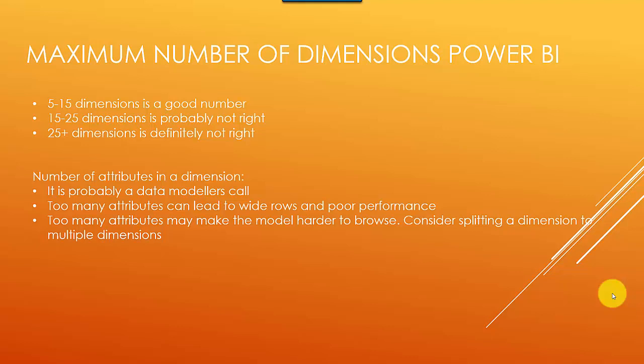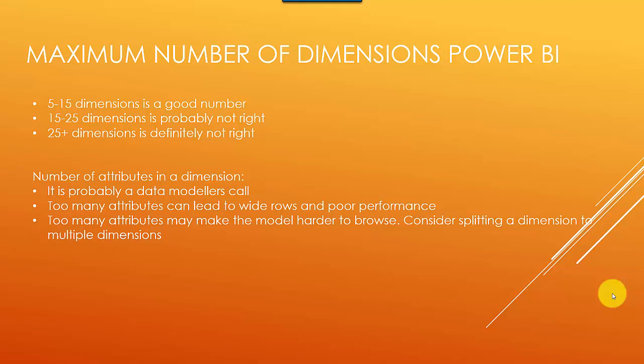Now, another thing you might want to talk about is the number of attributes in a dimension. It is most probably a data modeler's call as to the number of attributes he wants to put in a dimension. But too many attributes can lead to poor performance. Essentially, you could have millions of rows in a dimension table, and let's say you've got 200 columns. That could create a really wide table, and because Power BI will load everything into memory, it might slow down the performance.